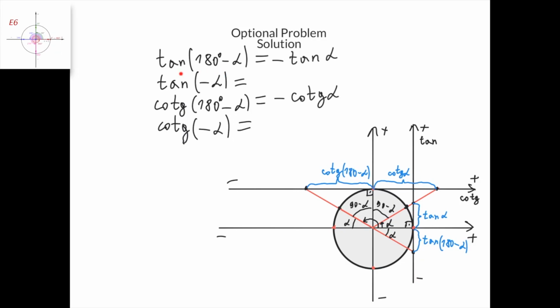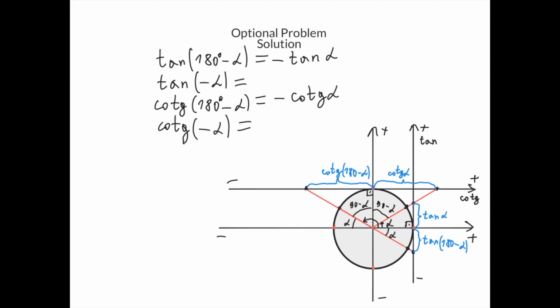Now let's look at tangent of minus alpha and cotangent of minus alpha. Well, let's take the angle minus alpha. So we start here and we count alpha degrees in the opposite direction. And this is this point. And so the line that we need to intersect with the tangent and cotangent axis is exactly the same as the one that we used when we had this point, 180 minus alpha.